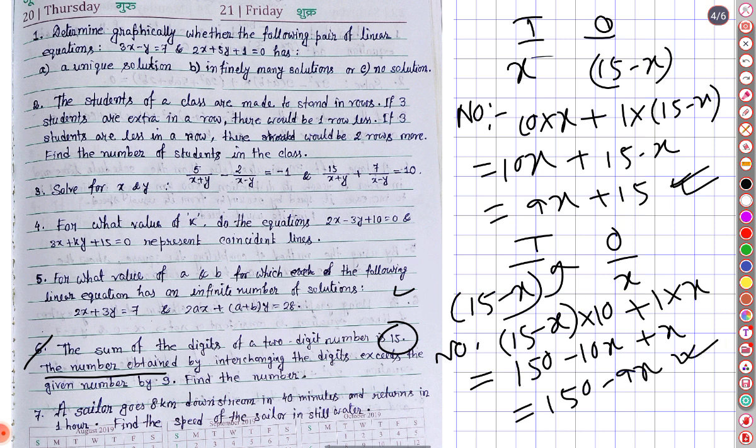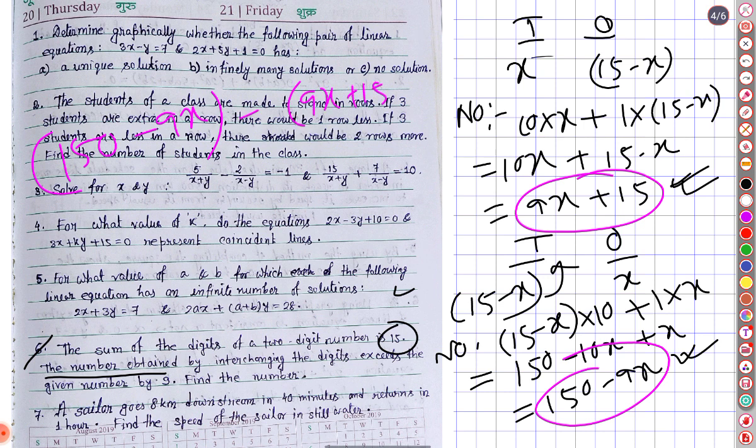Now they are telling us this new number is greater than the old number. New number is greater than the old number by what? By 9. That means 150 minus 9x, which is greater than the old number 9x plus 15, by 9. So 150 minus 9x minus (9x plus 15) will be equal to 9. Okay, simplify.